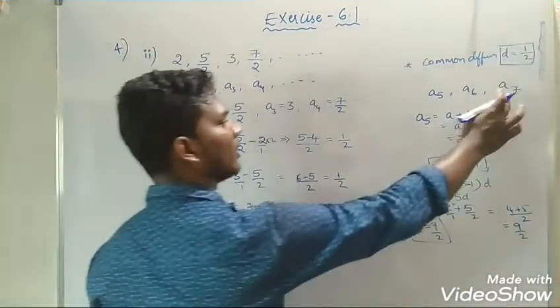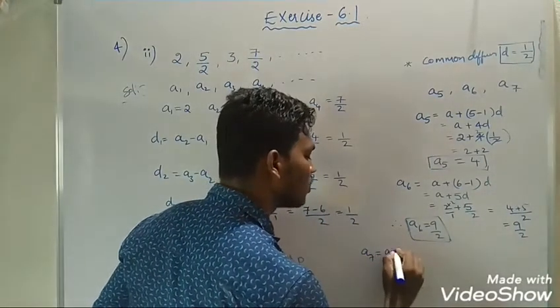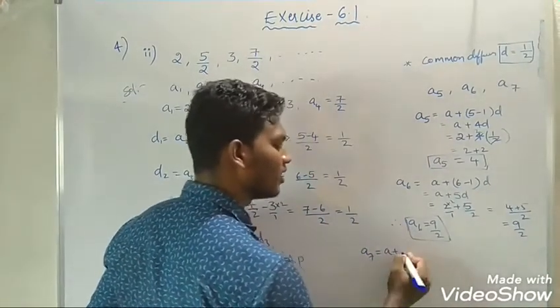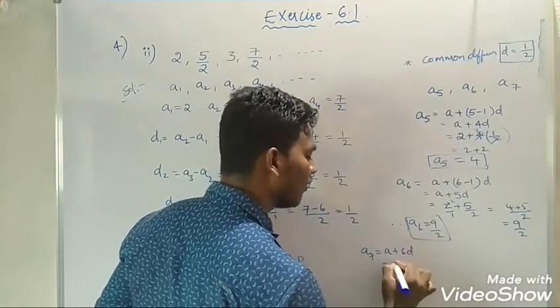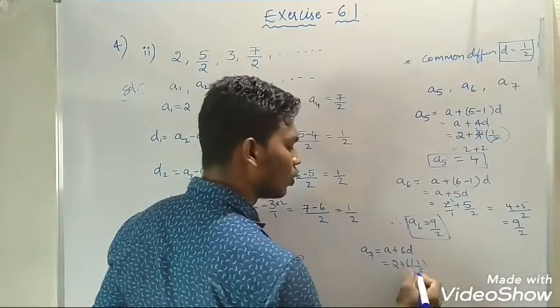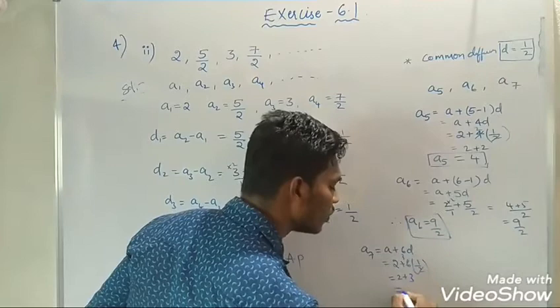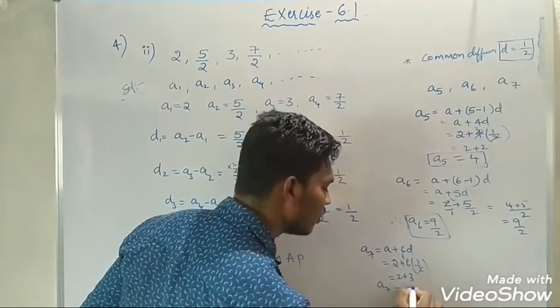So next the 7th term. So the 7th term, A7, right? A7 is equal to A plus 7 minus 1, that means 6D, right? So substitute the values. A is equal to 2, 6. D is equal to 1 by 2. So 2 1s are 2, 2 3s are 6. 2 plus 3 into 1 will be 3. So 6. A7 is equal to 6.